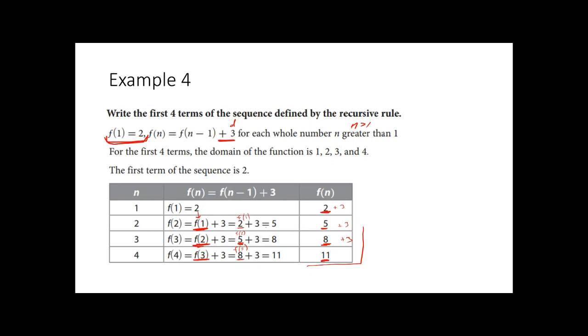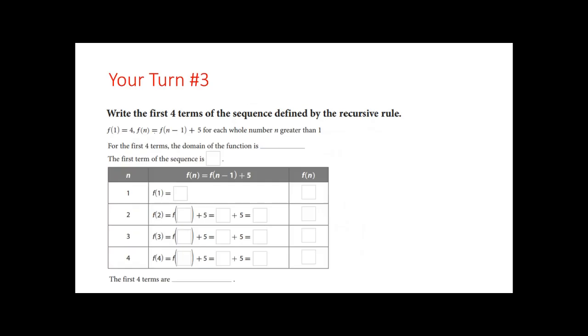All right. Your turn number 3. So first things first, where do we start? What's our first term? Okay, that'll be in here. And then remember, this is just the last guy that we had, plus 5. So this is our difference, okay, the last term that we had. Find the first 4, use the table, and then make sure you list your sequence, okay, which is going to be your f of n's for the first four terms.